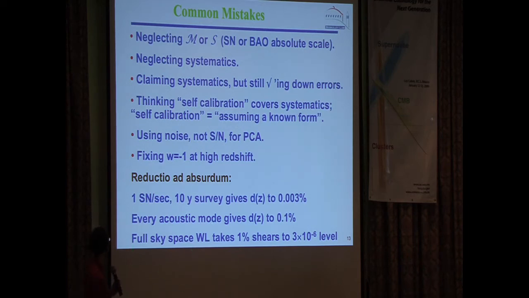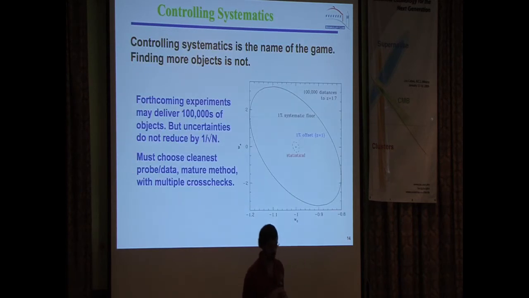Same thing, full space weak lensing. If each individual galaxy is sheared by 1%, eventually you're trying to use them all. You're at the 3 times 10 to the -6 level. You know that there are tons of systematics, not understanding your telescope optics, your detector efficiencies, and all of that. So you've got to have a certain level of reality. All right, I've pretty much said all this already. Controlling systematics is the name of the game.